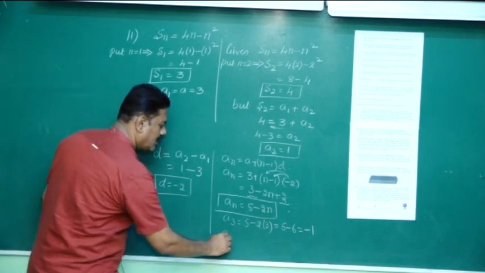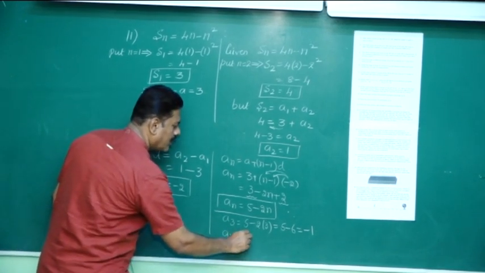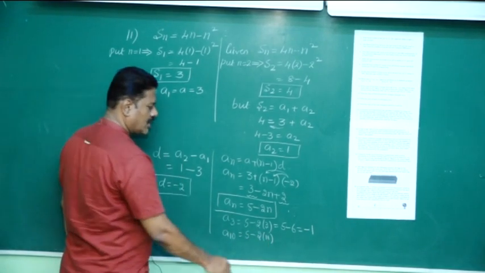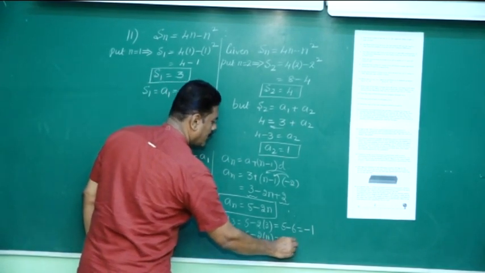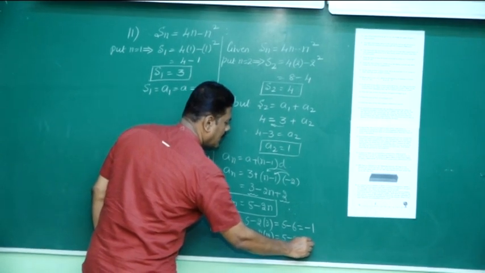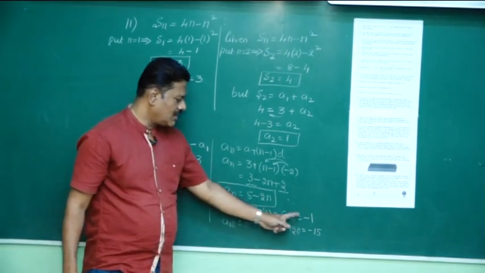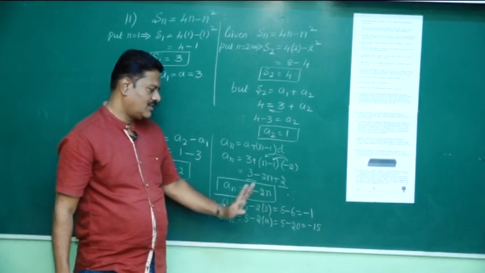Similarly, if you want to find the 10th term, so 5 minus 2 into 10. What is 2 10s are? 20. What is 5 minus 20? It is minus 15. So the third term is minus 1 and the 10th term is minus 15.